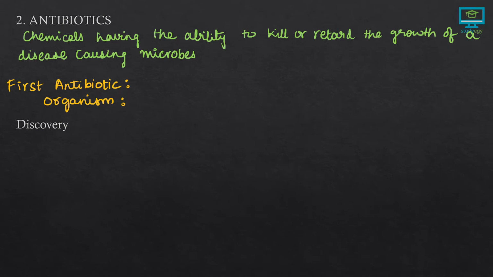Coming to the next part, we have antibiotics. The chemicals having the ability to kill or retard the growth of a disease causing microbe are known as antibiotics. So the first antibiotic which was discovered was penicillin, and the organism from which we got penicillin was Penicillium notatum. Penicillium notatum is a fungus.